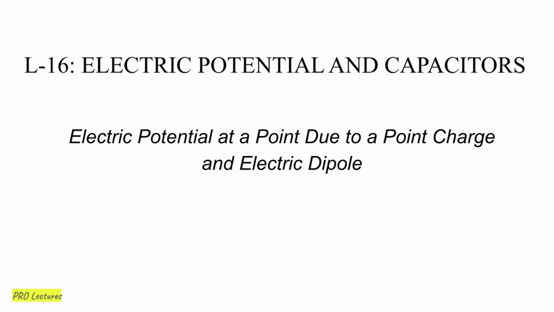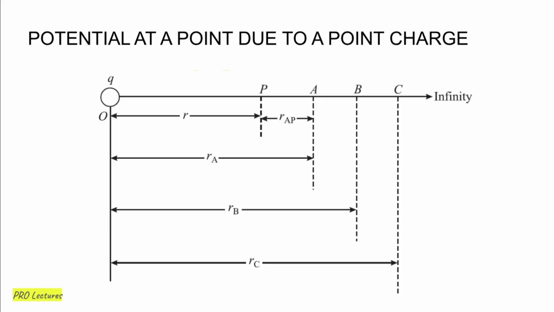Let's get started. Let us now learn to calculate potential at a point due to a single charge. Consider a charge plus Q located at O, and we need to calculate the electric potential at a point P, a distance r away from the charge. OP is equal to r.